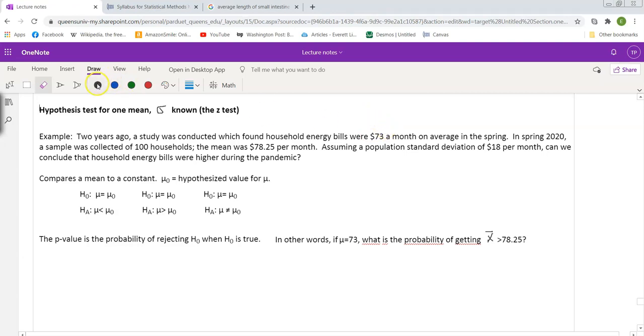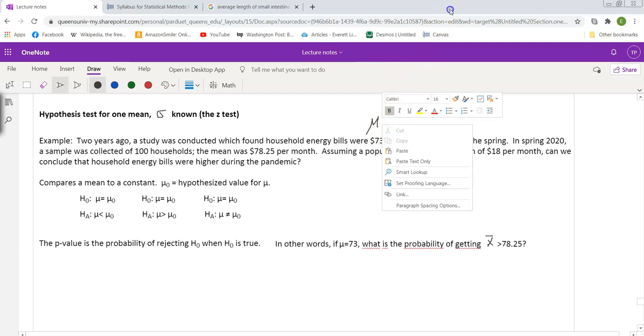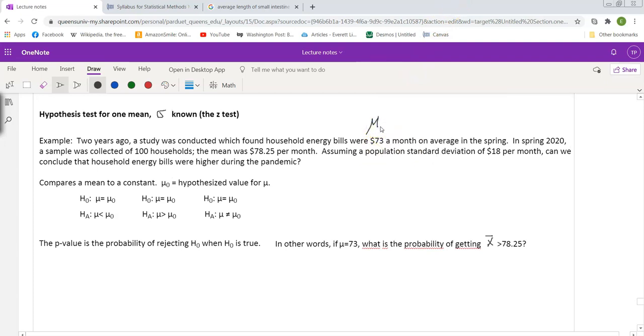Oh, would help if yeah, okay. So this is mu naught. I'm having trouble with my mouse pin here. Okay, so mu naught, this is our hypothesized value.